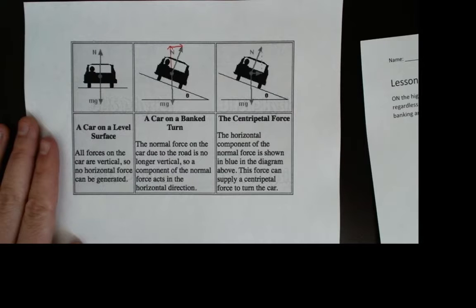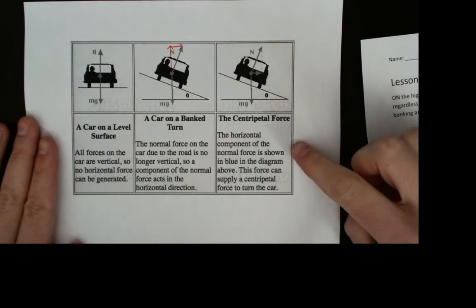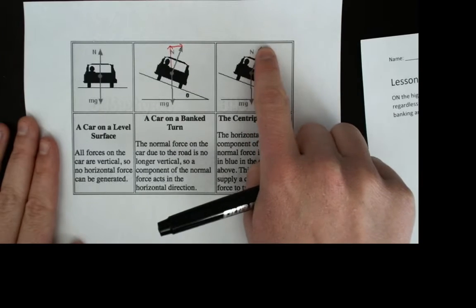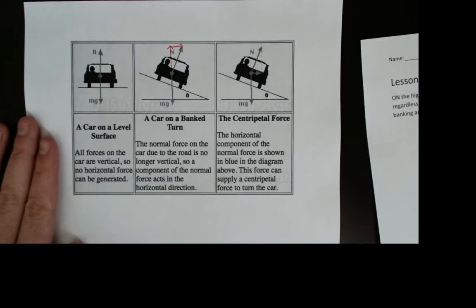At the right speed, the car could safely go around a corner, even if it was covered in ice, which is somewhat counterintuitive. The horizontal component of the normal force is right here. I drew it up there. Doesn't matter, it's pointing in the same direction. And that's the force that can supply the centripetal force to turn a car.